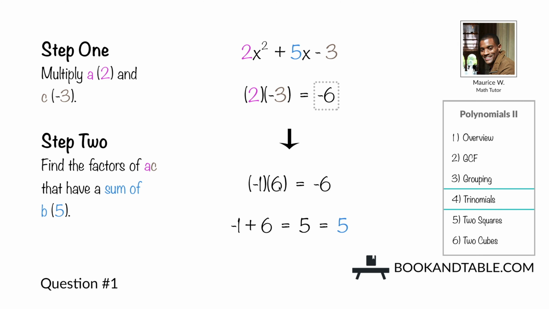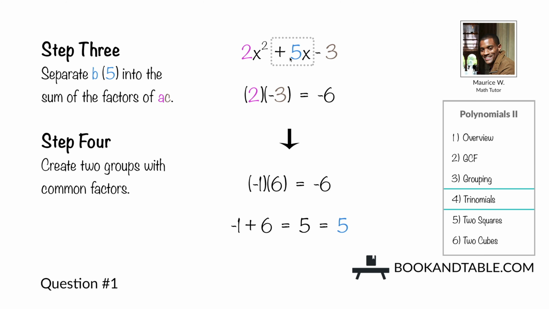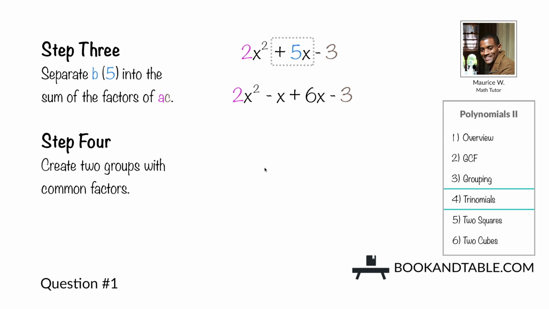Negative 1 times positive 6 equals negative 6. And when we find the sum of these two factors, we get negative 1 plus 6, which equals positive 5. And that does equal the coefficient of our x term, positive 5. So these are the two factors we're looking for, negative 1 and positive 6. So now step 3, separate b, 5x, into the sum of these factors, negative 1x and positive 6x, giving us 2x squared minus 1x, or x, plus 6x minus 3.